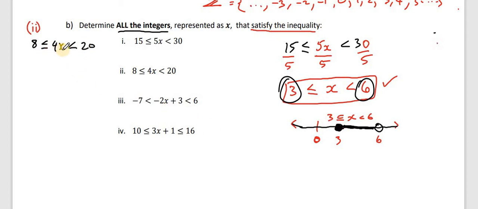What about this one now? Let's simplify this one quickly. Let's solve this one. Divide by 4. Divide by 4. What are we going to get? x in the middle. It is not 2? Yeah, it's 2. I made a mistake. That should be 2. What should go here? 5. 5, yeah.